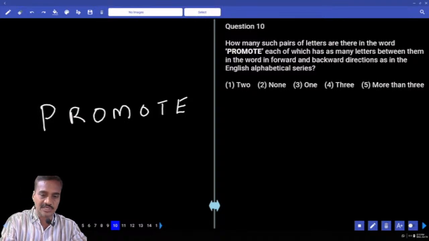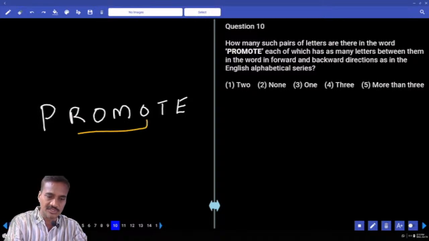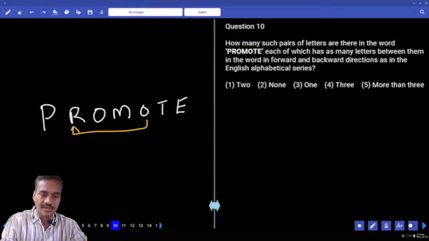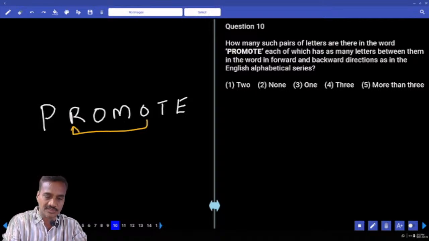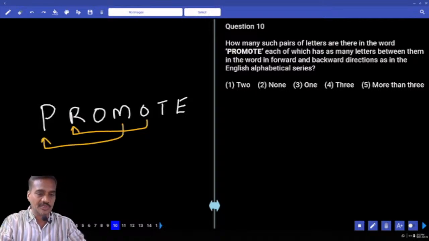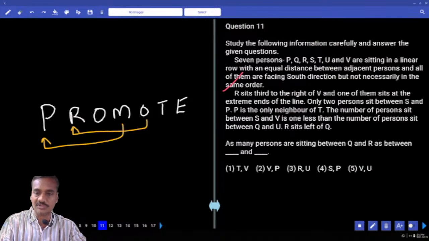And in the reverse, E, F, G, H, I, J, K. T, U, V, W, X, Y. O, P, Q, R. O and R, there is a pair. Clear? And next one, O, P, Q, R, S. M, N, O, P. M and P, there is one more. And O, P, Q, that's it. And how many pairs do we have? 2. That is given in choice 1, question number 10.